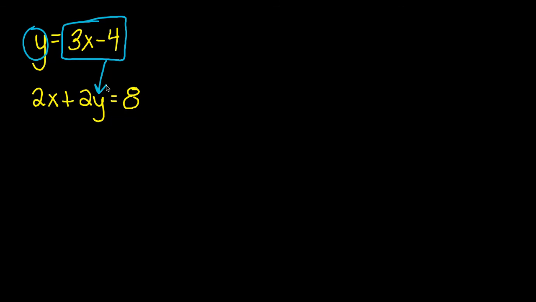And that's going to end up looking like this. 2x plus 2 times, instead of 2 times y, it's going to be 2 times 3x minus 4, because I just did substitution, equals 8. Notice that all I've done is rewrite this equation, but instead of the y, I've put 3x minus 4 in its place. All right, go ahead and finish this for me, because I know you guys can solve the rest of this. Go ahead and simplify this down and solve this equation for x.